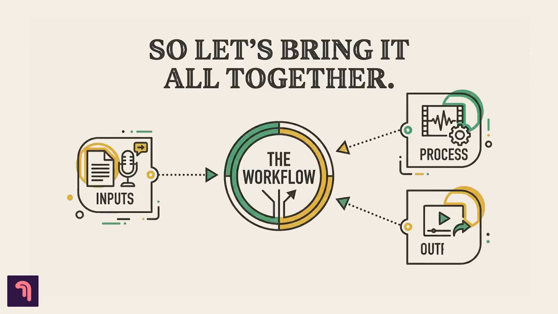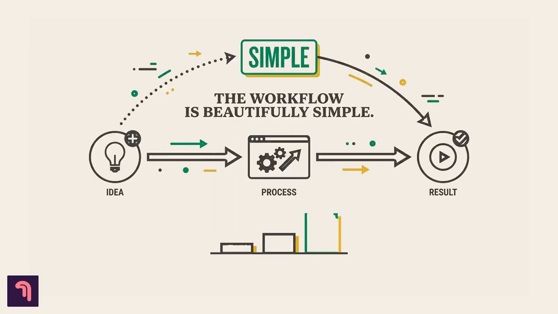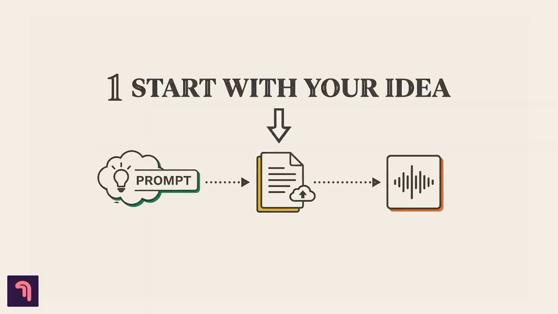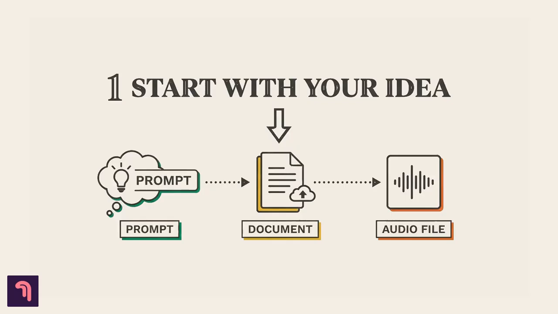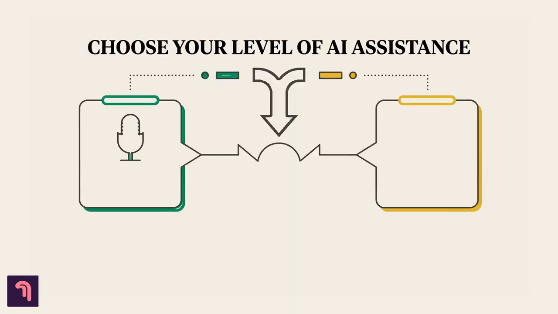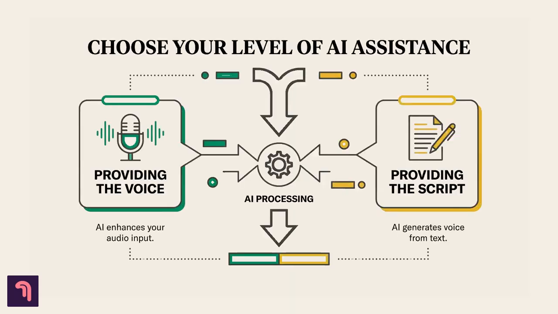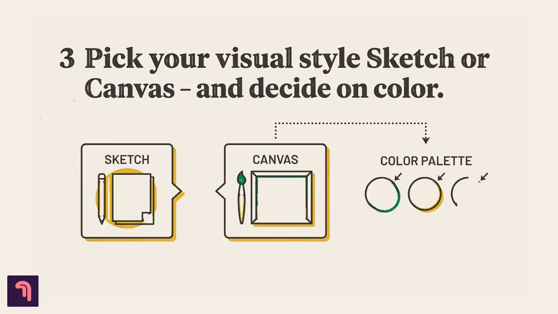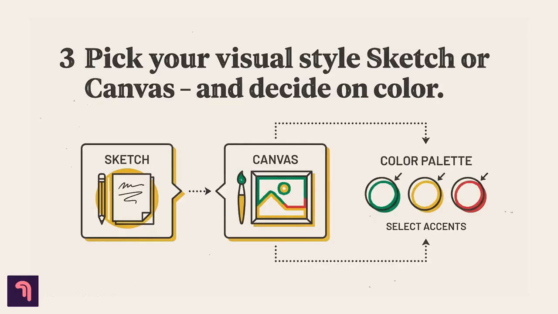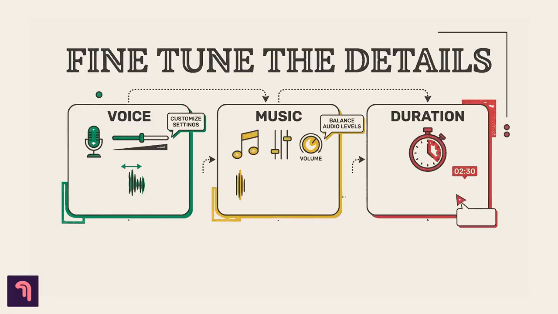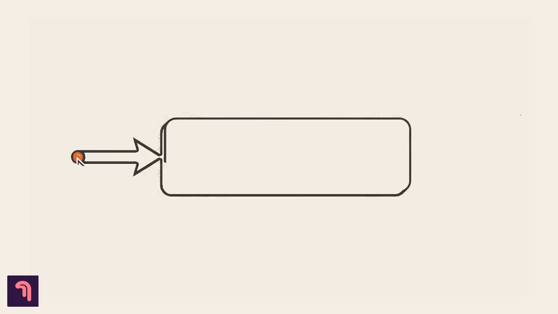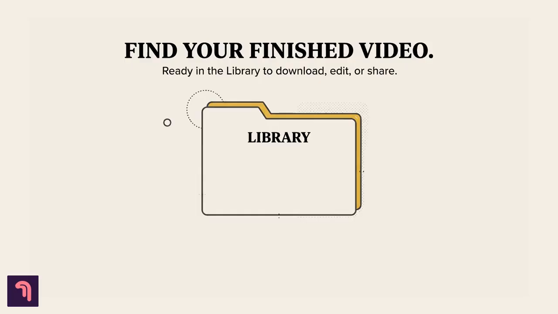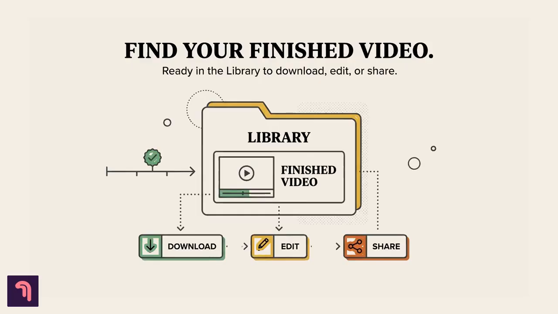So let's bring it all together. The workflow is beautifully simple. 1. Start with your idea, your prompt, or upload your document or audio file. 2. Choose your level of AI assistance. Are you providing the voice or script? 3. Pick your visual style, sketch or canvas, and decide on color. 4. Fine-tune the details like voice, music, and duration. 5. Hit generate. And 6. Find your finished video in the library, ready to download, edit, or share.